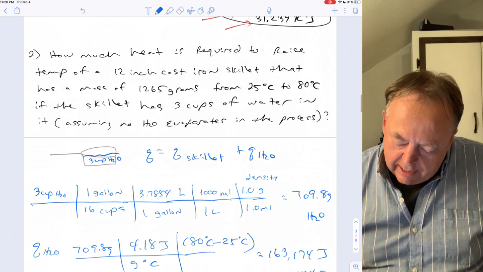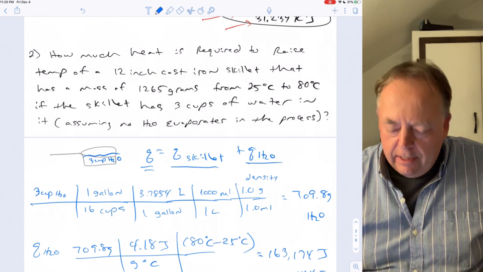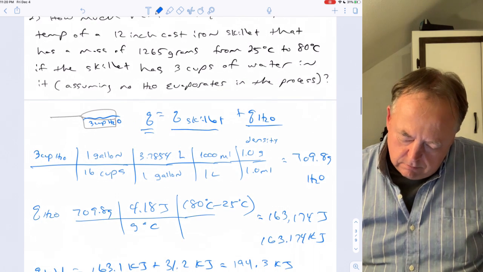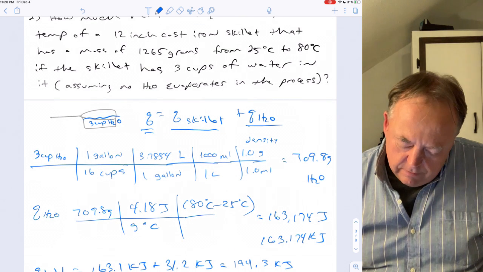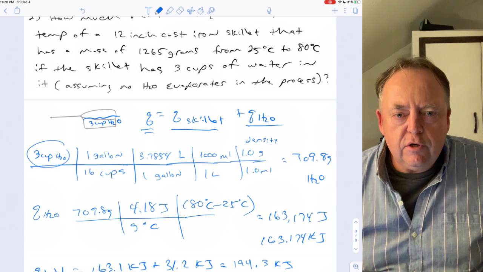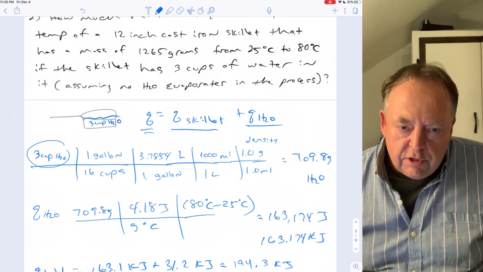Well, now if you want to calculate the heat, you have to calculate the heat of both the skillet and the water, right? How much heat is needed to change the temperature of both. Okay, so for the water, the first thing that we need to do is we have 3 cups. We need to do some conversions to figure out how many grams that is. So we need some conversion factors, right?